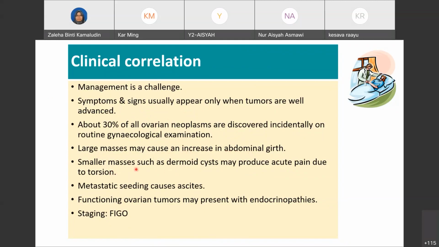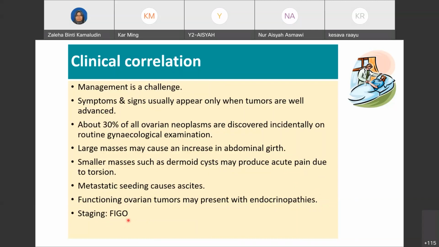For the smaller masses, for example the teratoma or dermoid cyst, it may produce acute pain if the tumor develops torsion, or ovarian torsion. Metastatic seeding can lead to ascites formation, and if the ovarian tumor is functioning, some patients may present with endocrinopathy. The staging for the ovarian tumor is similar to this.